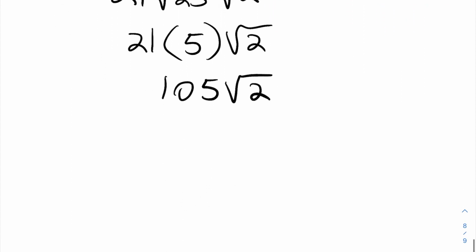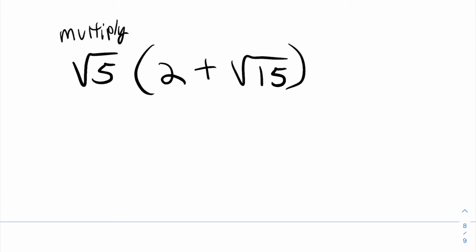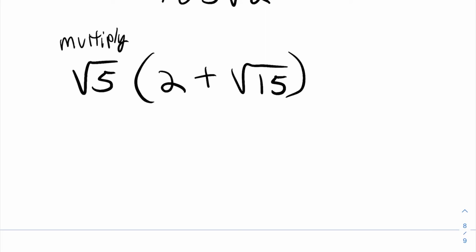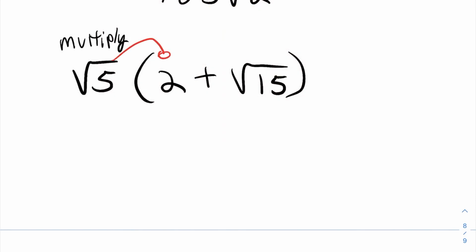Alright, let's try to multiply a single radical expression by the sum of two expressions here. The square root of 15. Let's try that one. Multiply is what the directions are on this example. Just multiply. So let's multiply. Well, this would be the distributive property, obviously, right? So I'd multiply this by this, and I'd multiply this by this.